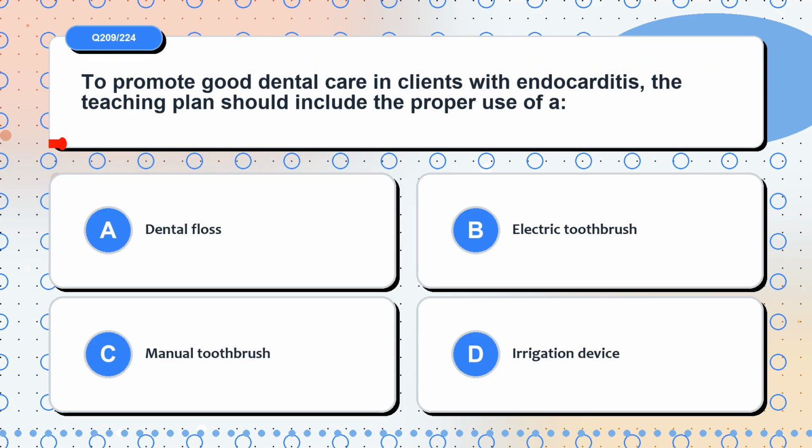Question 209. To promote good dental care in clients with endocarditis, the teaching plan should include the proper use of. Here are the options. Option A. Dental floss. Option B. Electric toothbrush. Option C. Manual toothbrush. Option D. Irrigation device.